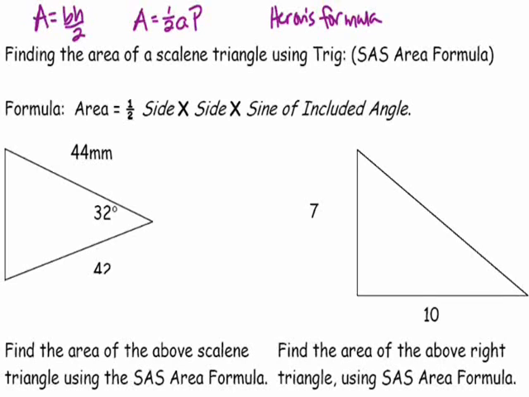So we're going to learn yet one more way of finding the area of a triangle, and we can do it using trig. The way it works is if we know an angle and the two sides that form that angle, then we can find the area of the triangle. And the area is equal to 1/2 the product of the two sides times the sine of the included angle. You need to memorize this formula.